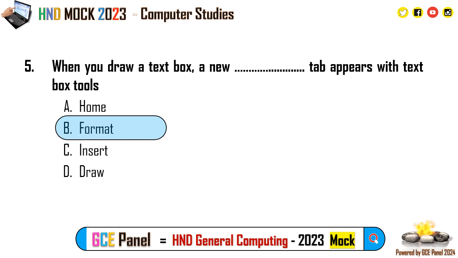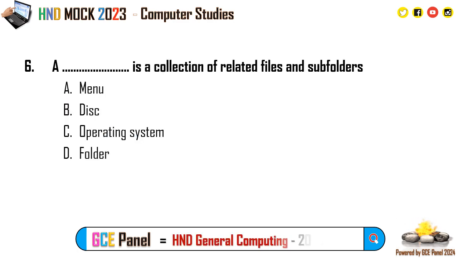Question 6. Dash is a collection of related files and subfolders. For example, the documents you create in Excel are files, and in Word are files. You can put all of this in a folder, right? And if you put many folders in another folder, those folders comprise what you call subfolders in the main folder. So we put all these in a folder.